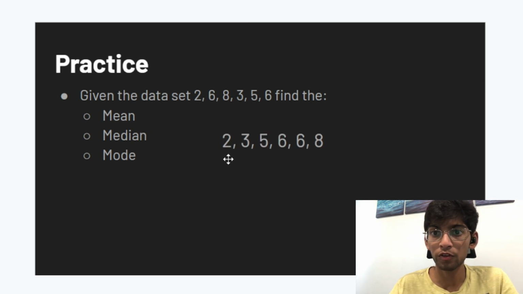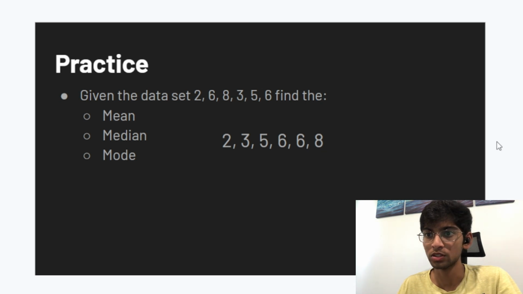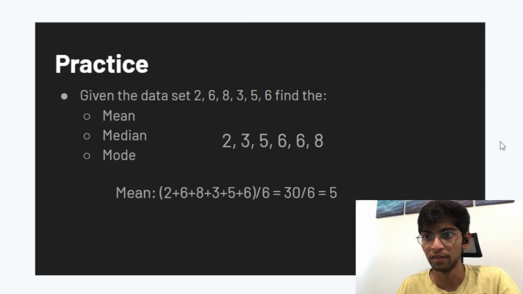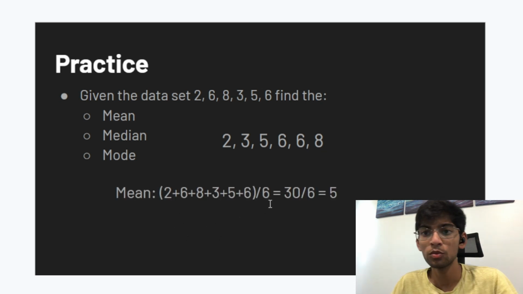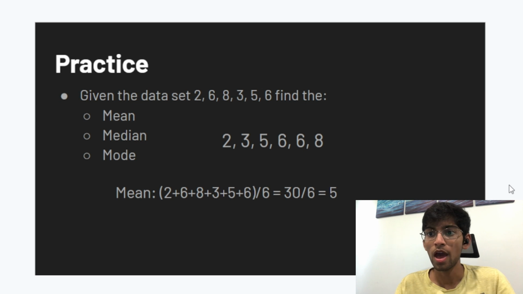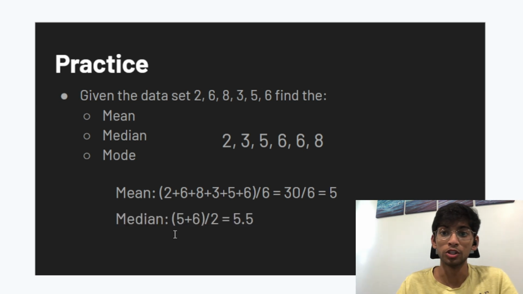To find these, first rearrange the numbers so that they're in order from least to greatest. That would give us 2, 3, 5, 6, 6, and 8. To find the mean, we add up all the data points and divide by the number of data points that we have. The sum of these numbers is 30, and there are 6 numbers, and 30 divided by 6 is 5, which is our mean.